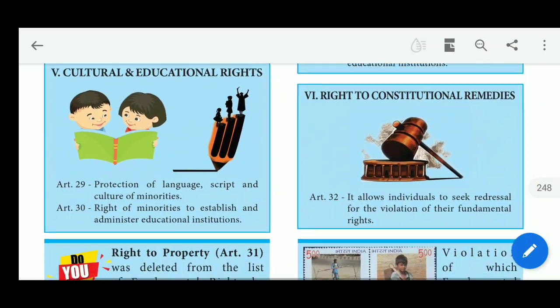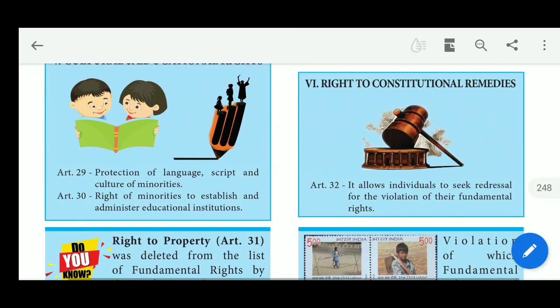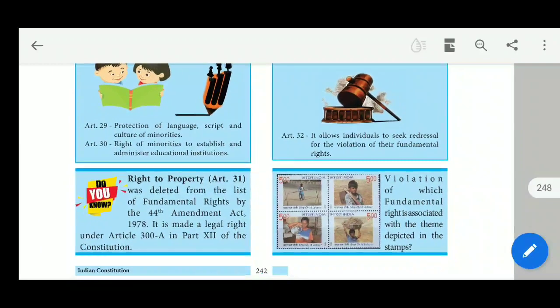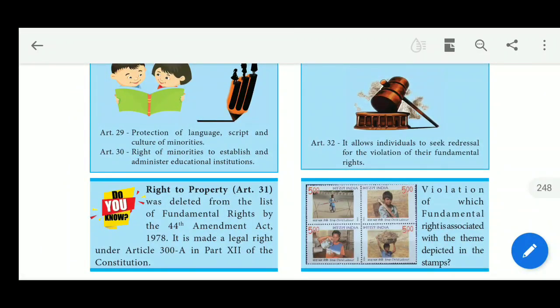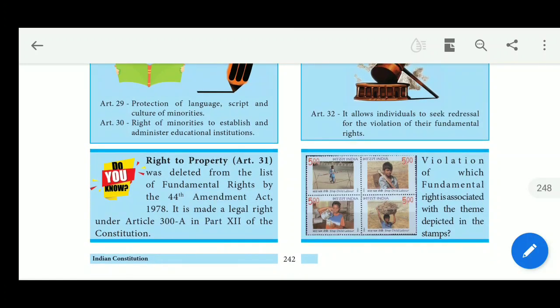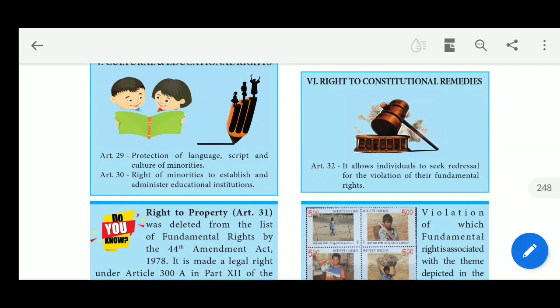Rights, in order to be meaningful, must be enforceable and backed by remedies in case of violation. This article guarantees the right to move the Supreme Court by appropriate proceedings for the enforcement of fundamental rights and deals with the Supreme Court's power to issue orders or writs for the enforcement of fundamental rights. Again, see page number 171, last para, right to constitutional remedies.